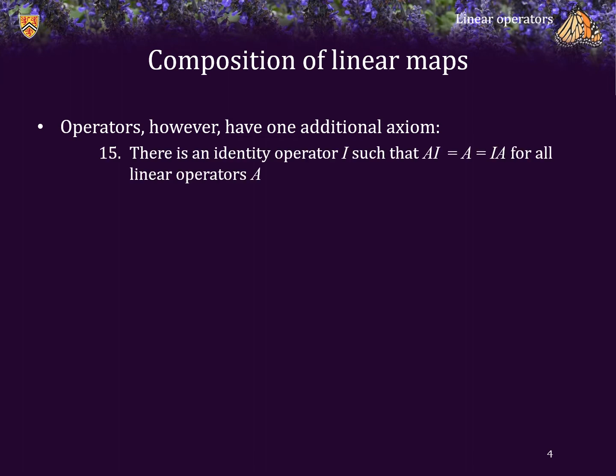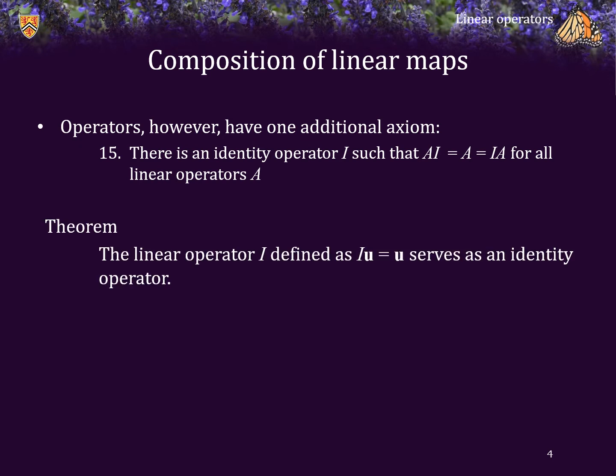There exists an identity operator such that A composed with the identity operator is equal to A, which is equal to the identity operator composed with A for all linear operators A. Theorem: the linear operator I identified as I applied to U is equal to U serves as the identity operator.